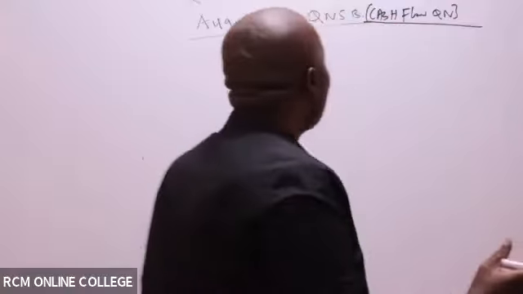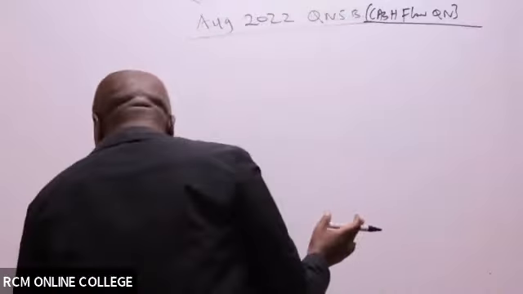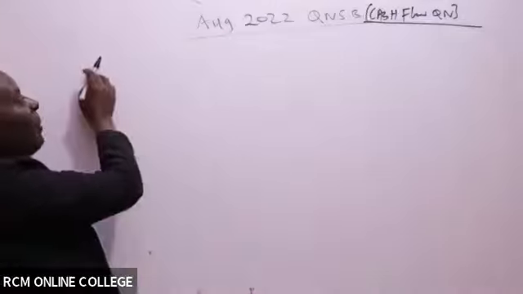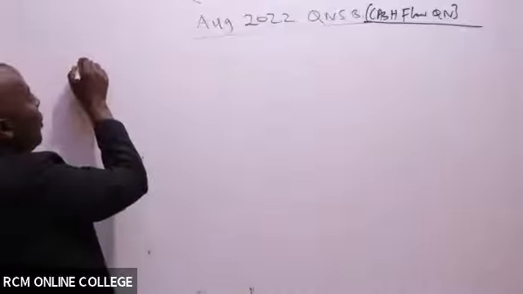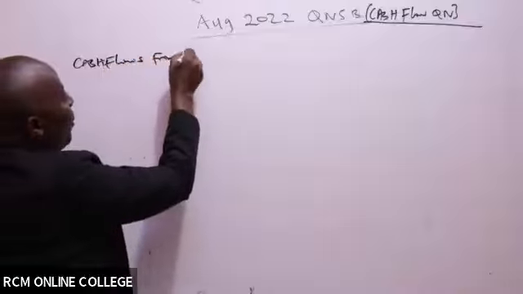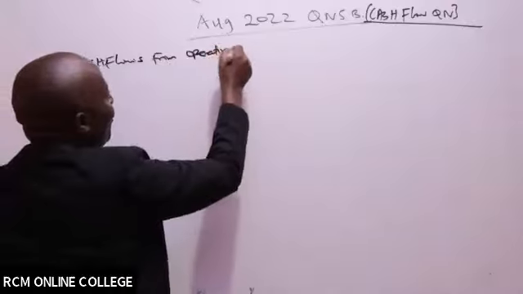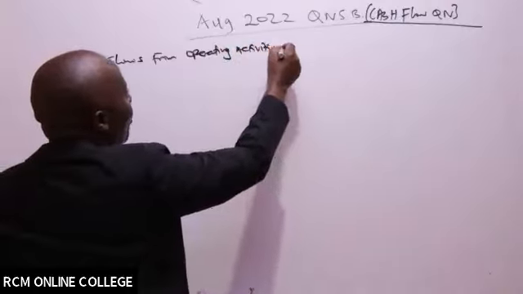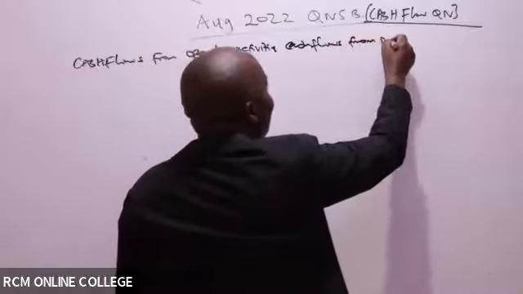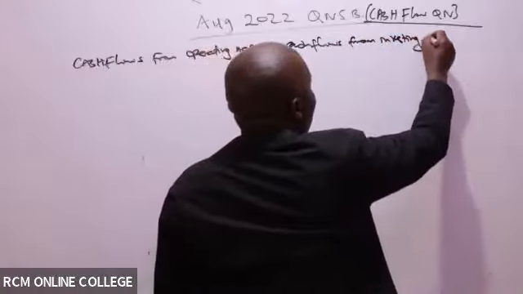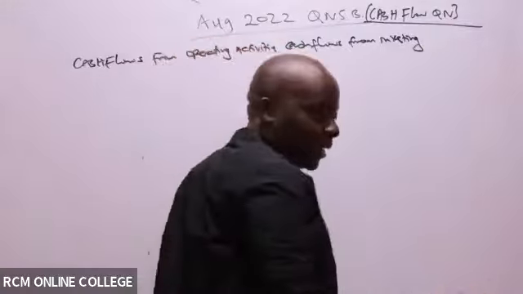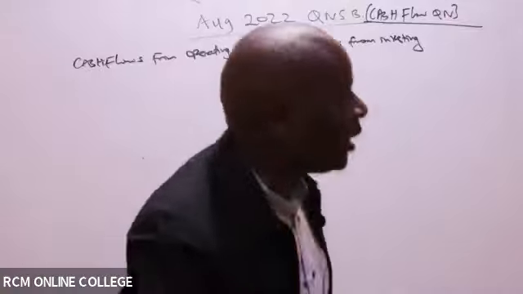So if it's the indirect method, first of all I'll write down my pro forma statement. We have cash flows from operating activities, cash flows from investing activities, and cash flows from financing activities.